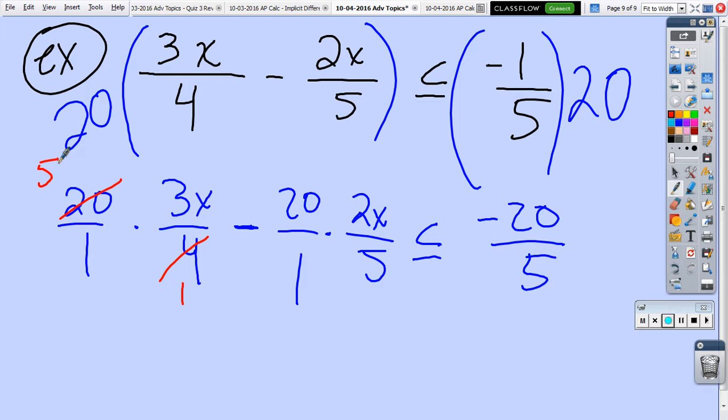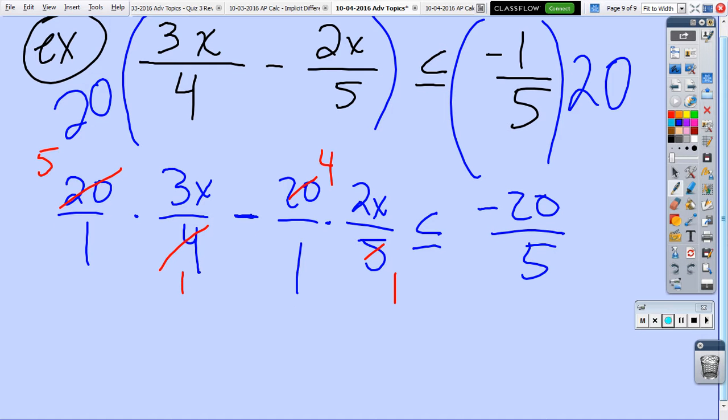Over here, if I divide the top and the bottom, this 20 and this 5 by 5, this becomes a 1, this becomes a 4. And over here, this becomes just negative 4. Oh, shoot. Wait, what? Negative 20 divided by 5 is negative 4. So edit, select all.